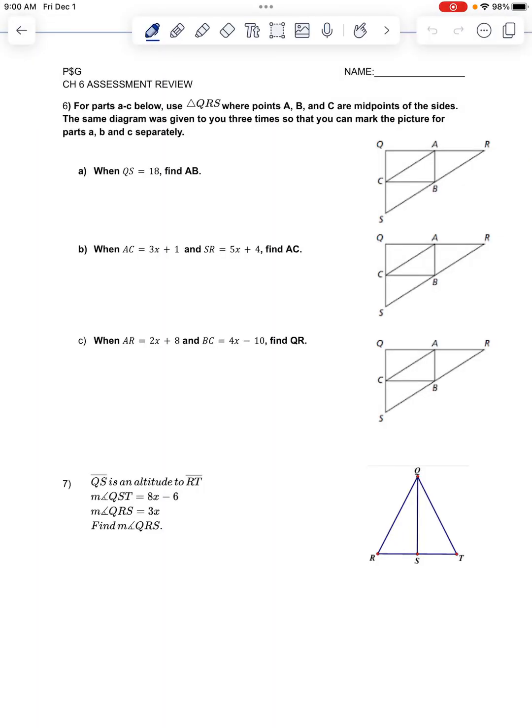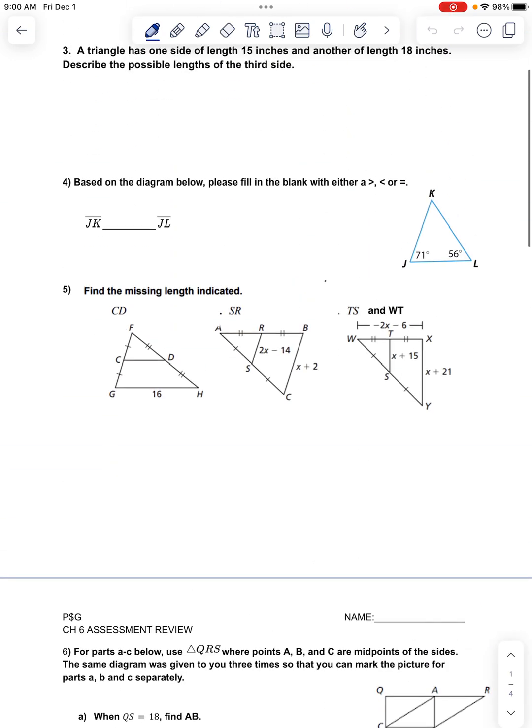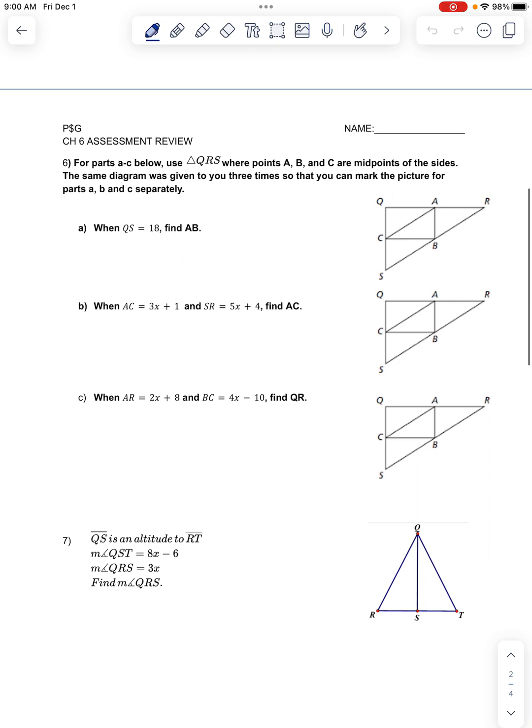All right. Page 2 for you. Number 6 is just like number 5, okay? They're very related, just a different diagram. Number 6 tells us that A, B, and C are midpoints, so I can mark this. For some people, it helps. That lets me know that AC, AB, and CB are all mid-segments.